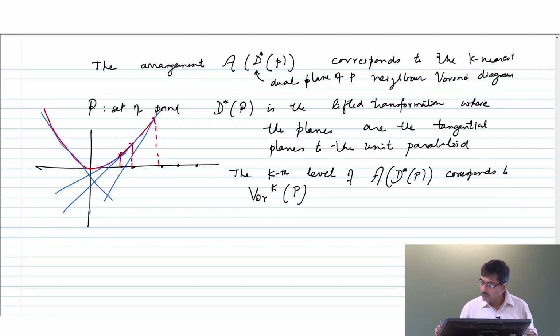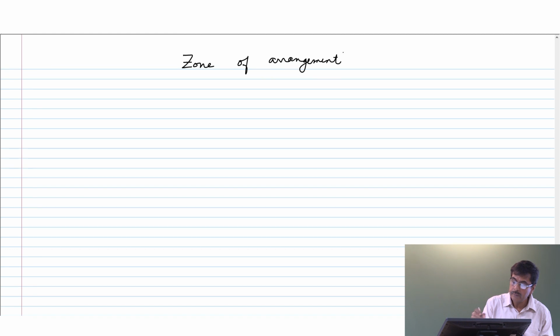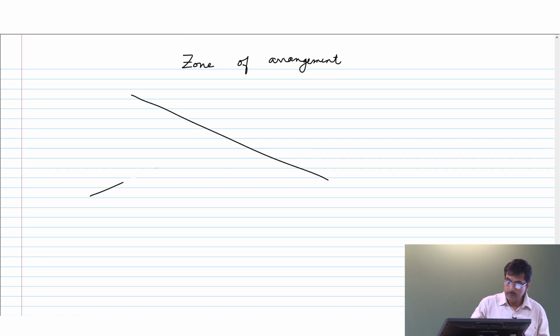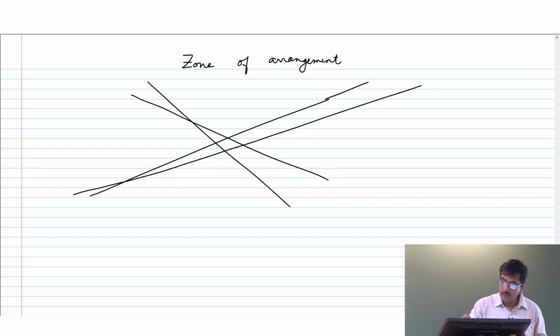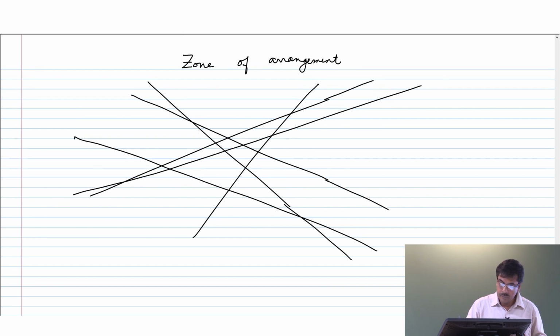All right. Now, I just take another 5 minutes, okay. Sorry. So my last topic for arrangement is the notion of what I call the, so I have defined levels. Now, let me define this thing called zone. Zone of arrangement. Right. So, I again have some lines. So again, a set of lines. So I have, let us say, a line that is not part of that. Okay. So, maybe I draw a line like this.